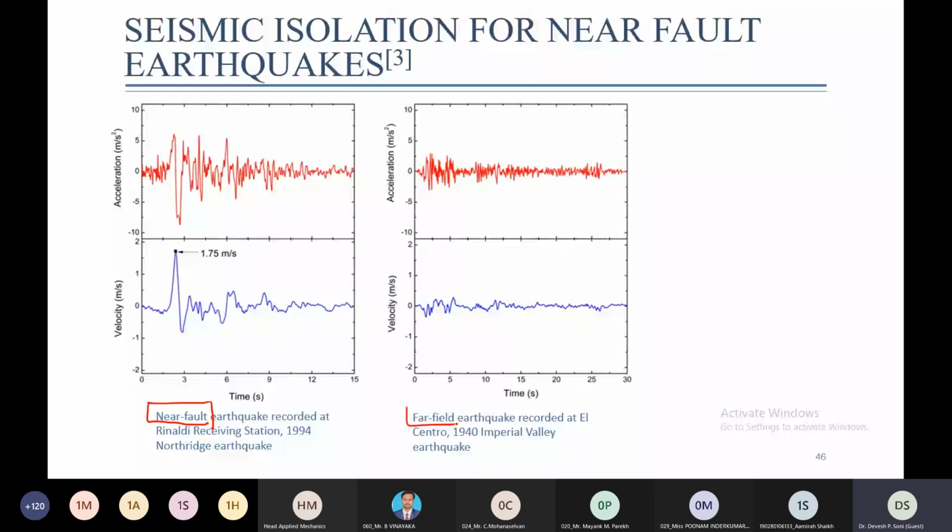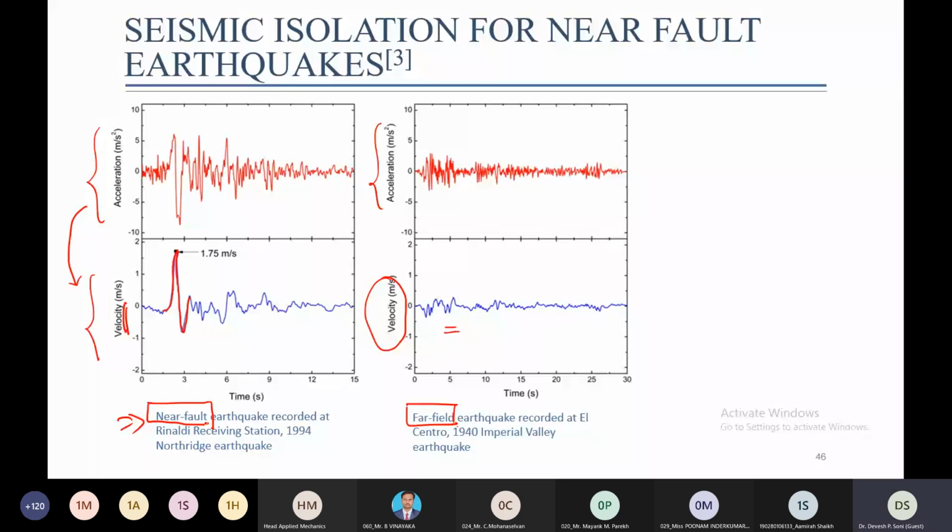And the bottom figure represents the velocity. The velocity time history is obtained by performing the numerical integration of acceleration time history. So looking at the velocity time history of near fault ground motion, we can see a distinct, high velocity pulse of long duration, whereas no such high velocity long duration pulse is observed in the velocity history of a far field earthquake. So this is the main difference between the near fault earthquake and far field earthquake, right? It is called far field and this is called near fault.